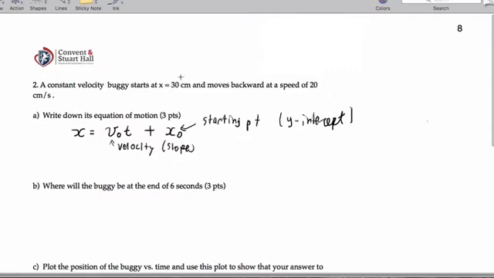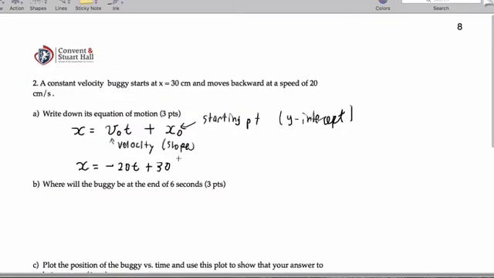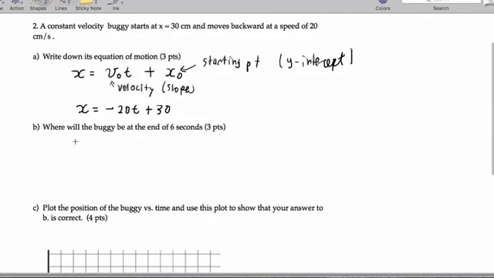So for this particular line, this is the starting point, and this is the slope, and let's remember that it's going backwards. So the equation that we're going to write down is going to be x equals negative 20t plus 30. Now we know where the buggy will be at the end of 6 seconds.